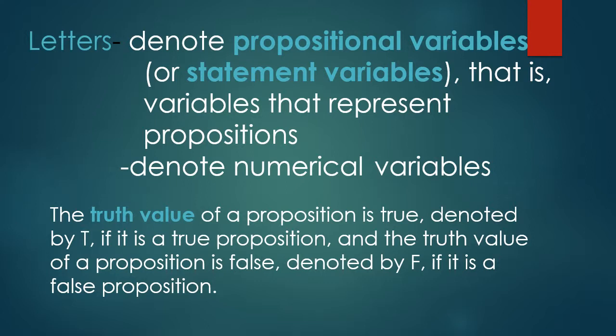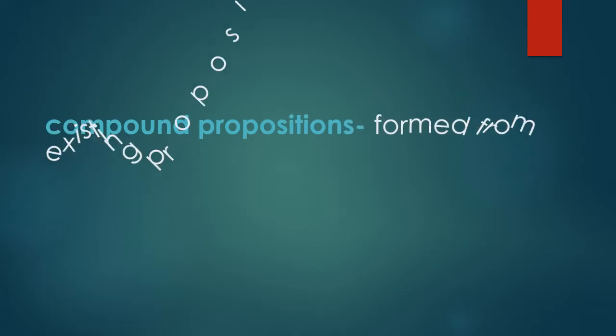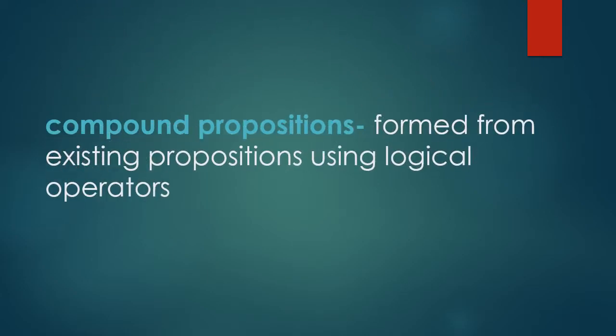The area of logic that deals with propositions is called the propositional calculus, or propositional logic. It was first developed systematically by the Greek philosopher Aristotle more than 2,300 years ago. Many mathematical statements are constructed by combining one or more propositions. New propositions, called compound propositions, are formed from existing propositions using logical operators. We now turn our attention to methods for producing new propositions from those that already exist.